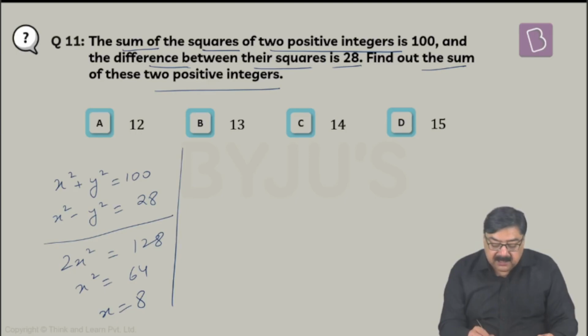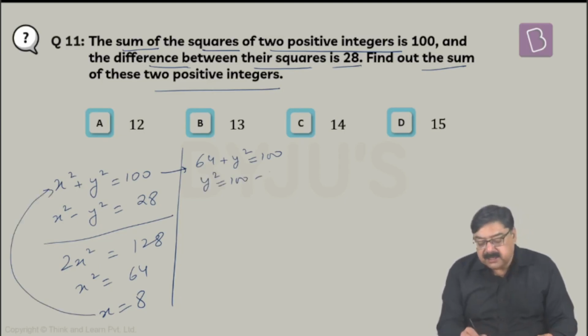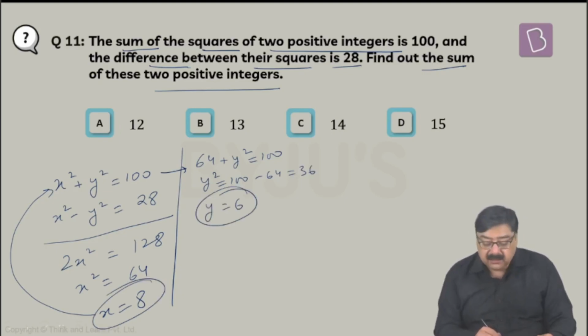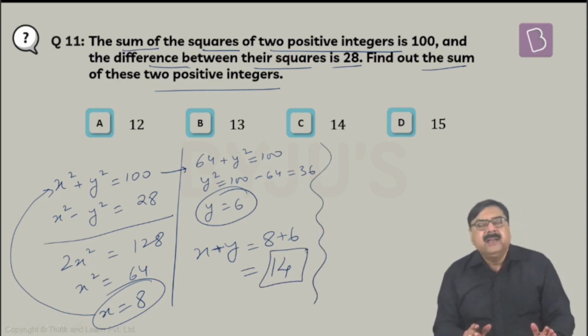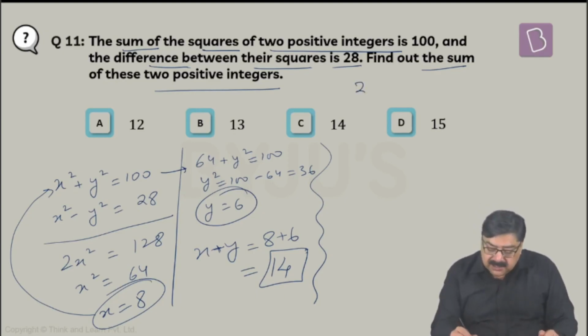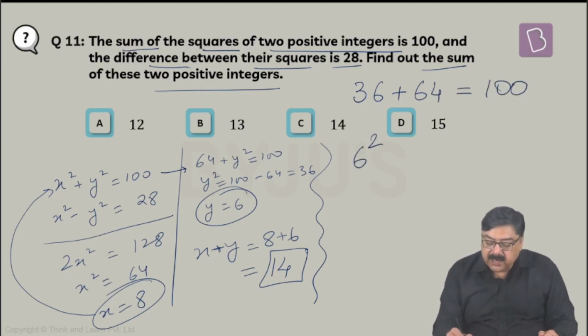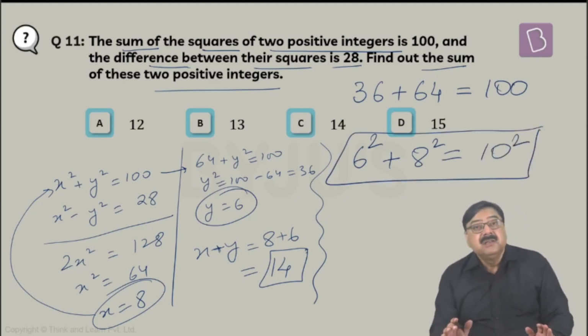So that means that 64 plus y square is 100. If we substitute the value of x here, y square is 100 minus 64, which is 36. So the value of y here is 6. Value of x is 8. So the sum x plus y is going to be 8 plus 6, that is 14. Now the point I want to make here is that you should remember these two squares, that is 36 plus 64 equals 100. That is 6 square plus 8 square equals 10 square. Now this is something that you must remember.